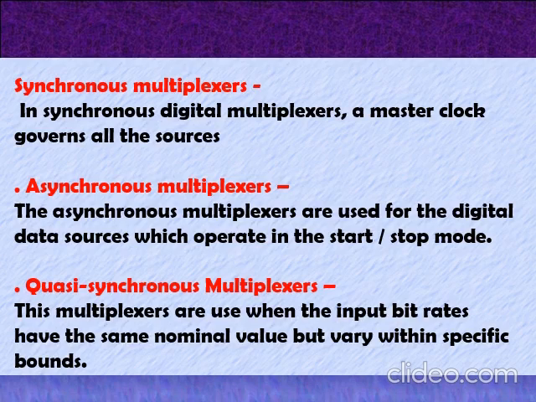And the asynchronous multiplexers are used for digital data sources which operate in the start-stop mode. These sources produce data in the form of bursts of characters with variable spacing between bursts, and techniques such as buffering and character interleaving make it possible to merge the sources into the synchronous multiplex bit stream. And the third one is quasi-synchronous multiplexer.